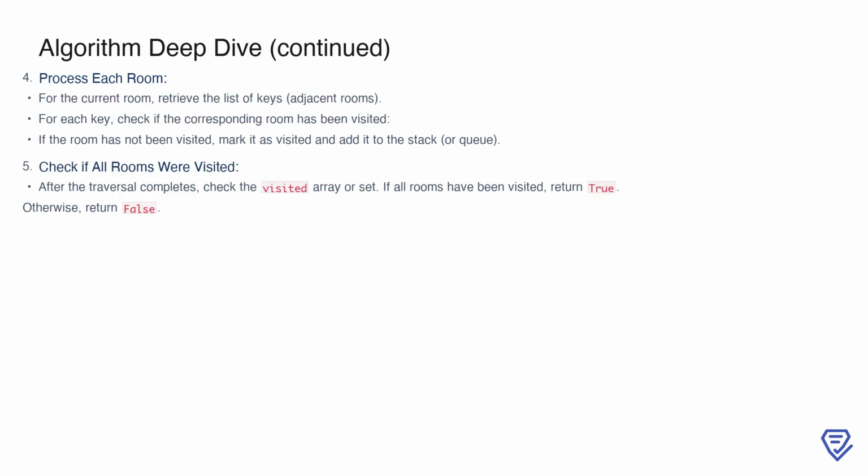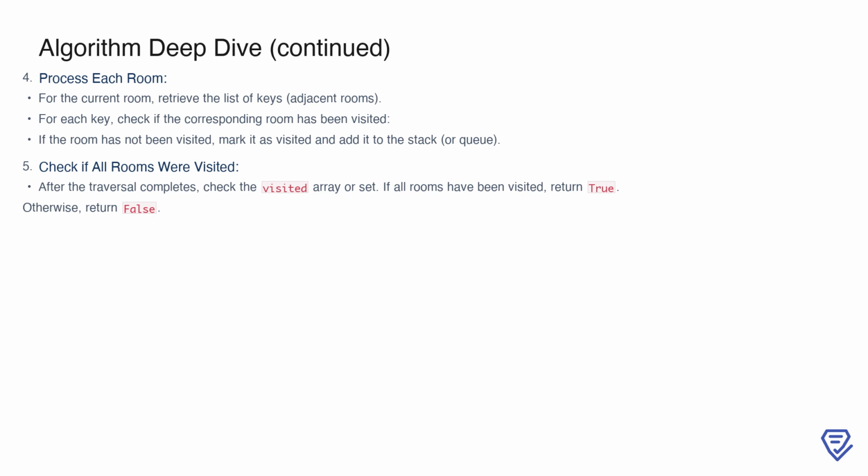During the traversal, we process each room by examining the keys it contains. For the current room, we retrieve its list of keys, which correspond to the adjacent nodes in the graph. For each key, we check whether the corresponding room has been visited. If it hasn't, we mark it as visited and add it to the stack or queue for further exploration.